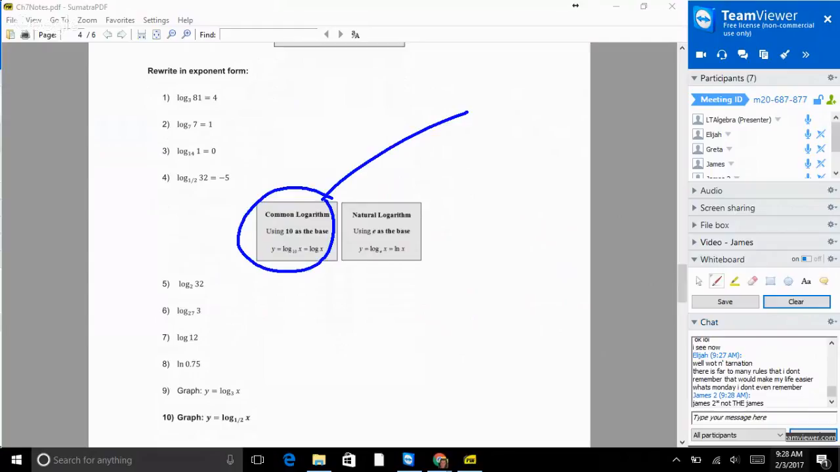Oh, James too. All right, so one of the common logarithms that you'll see, and this is on your calculator when you just see log without the little base, okay? What that means is that they are assuming, I'm trying to erase. All right.